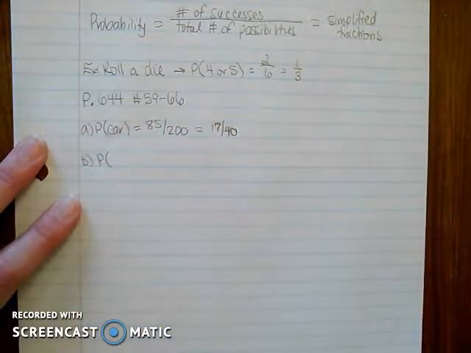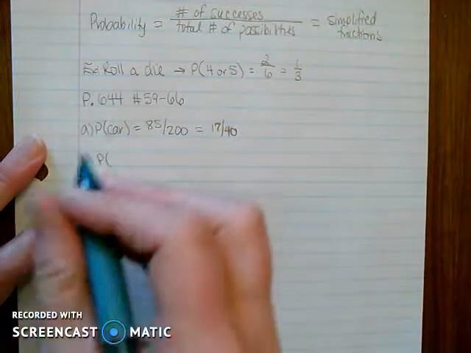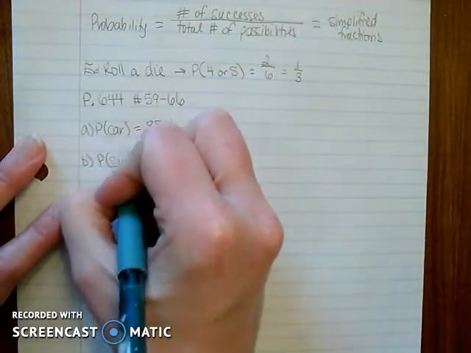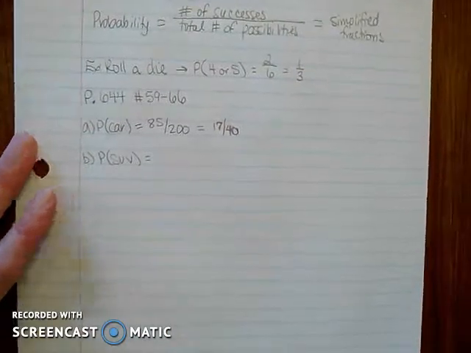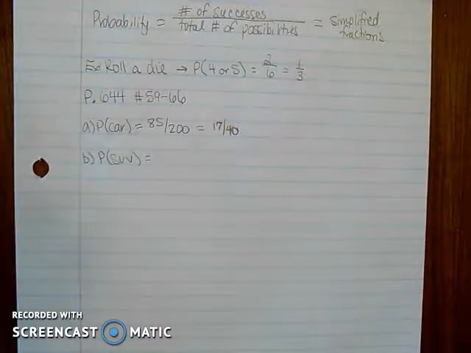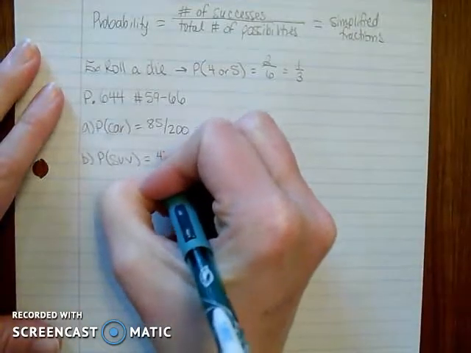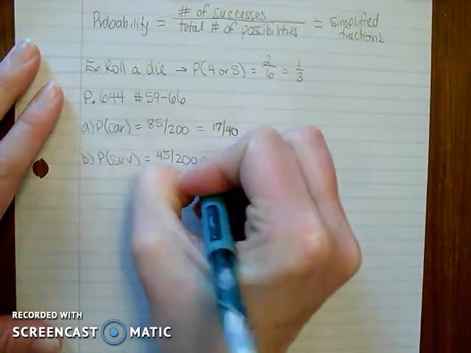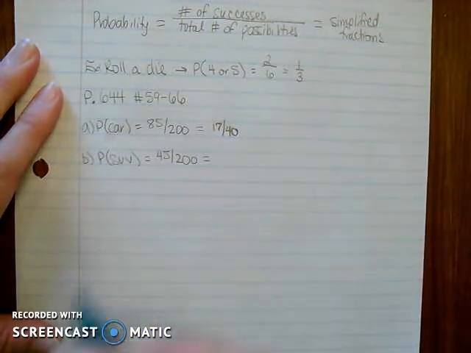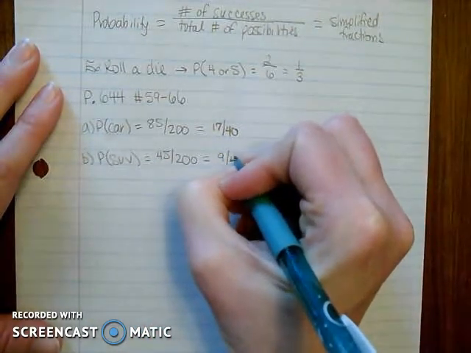Part B wants the probability that it is an SUV. For SUV, there are 45 out of 200. So then when you simplify that, you get 9 out of 40.